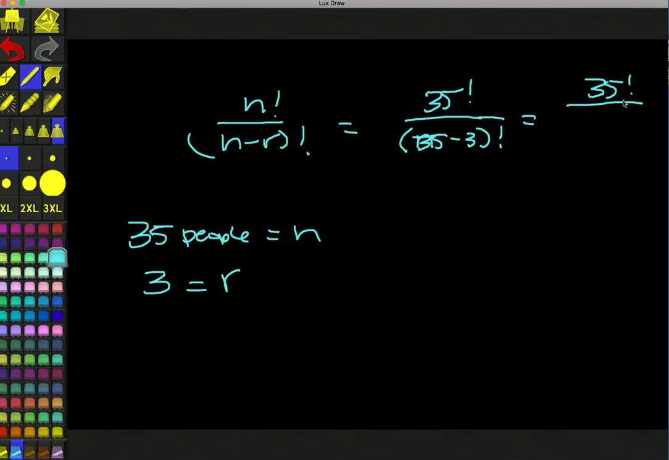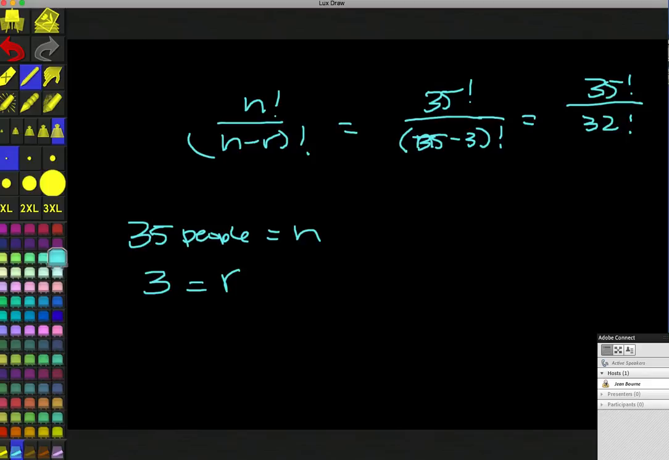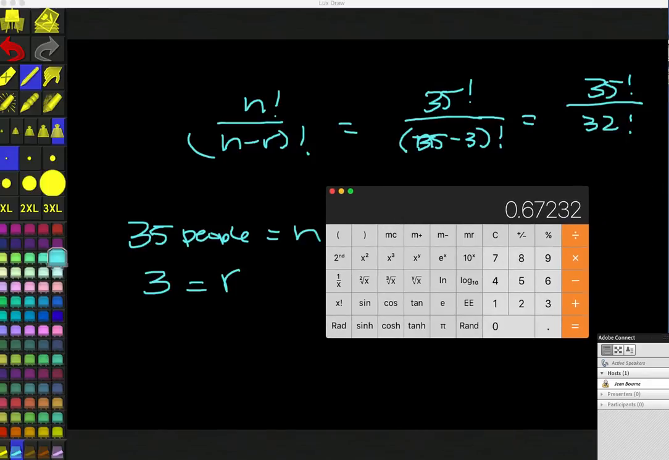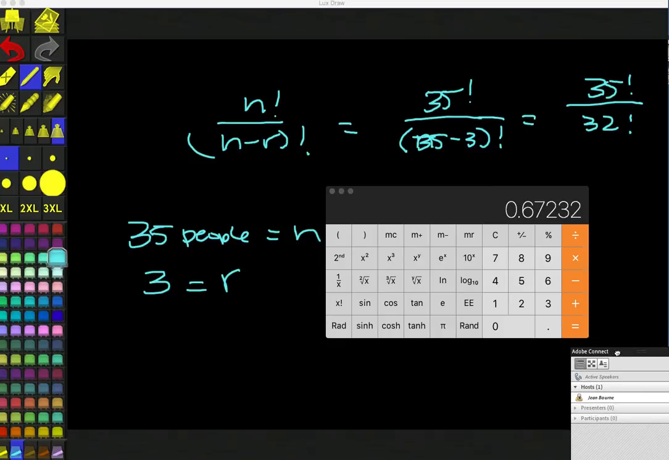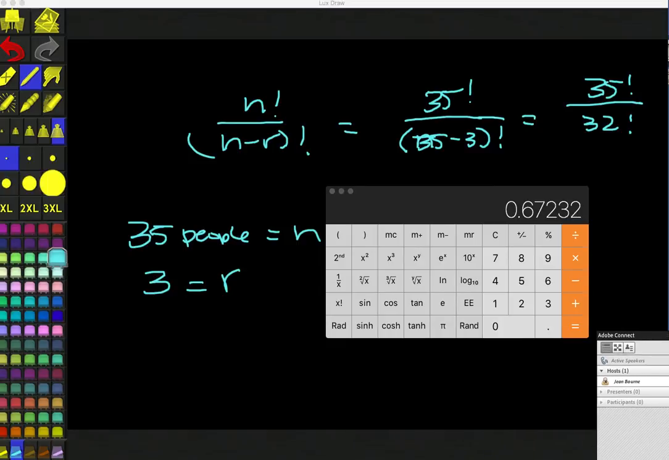35 factorial over 32 factorial, and you just do that on your calculator. Whoa. Uh-oh. I feel like something bad happened.